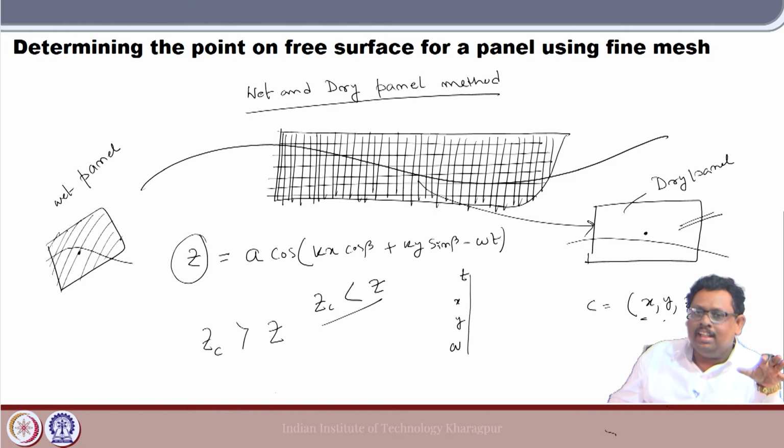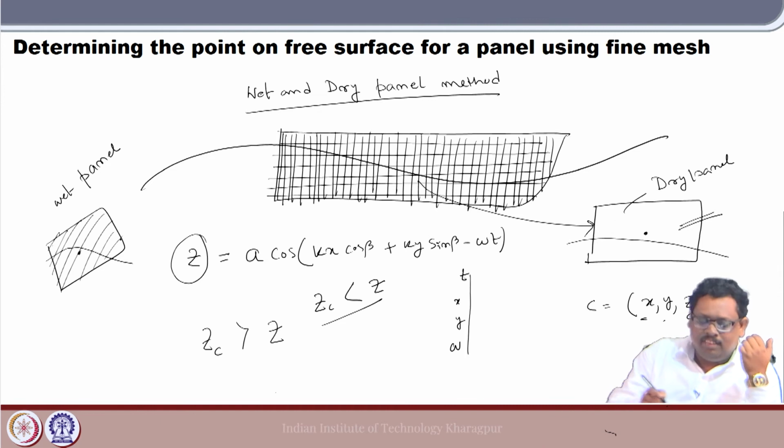So, here I am really not discretizing the panel, I am taking the panel as it is. So, I take contribution from some panel and I do not take contribution of some other panel based on the criteria that if the z point of the wave elevation is greater than the z point of the centroid.